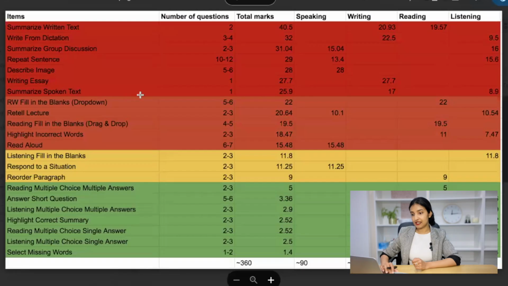So let's look at the score chart first. Summarize spoken text is almost the sixth or seventh most important task in the whole exam. You will get around 25.9 marks, out of which 17 is given to writing and 8.9 is given to listening. So if you notice, even though this task comes under the listening module, it impacts your writing more. Which is why even if you get good scores in listening, you may not get your required score in writing, especially since the new updates, as the requirement for writing has increased. So this is one item which you have to focus a lot on. If possible, try to get full marks.